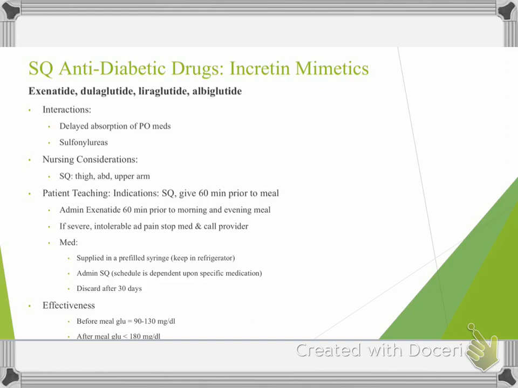Effectiveness, before meals, the glucose should be 90 to 130. After meals, it should be less than 180. And their hemoglobin A1C should stay below 7%.